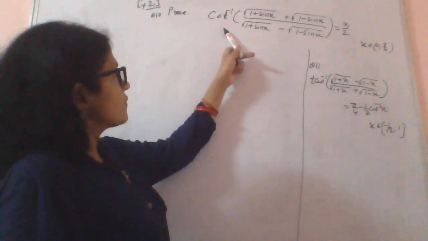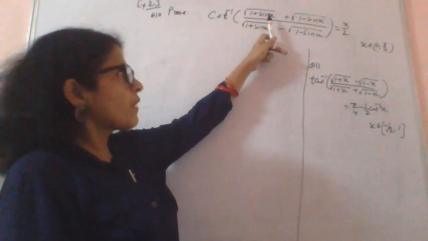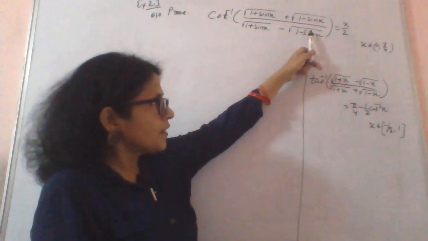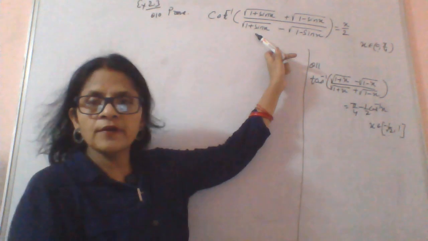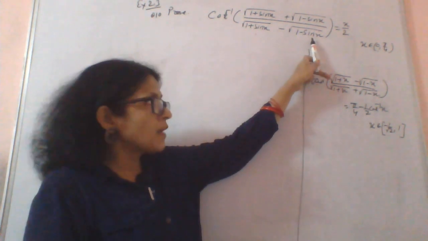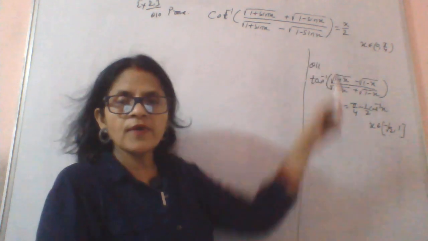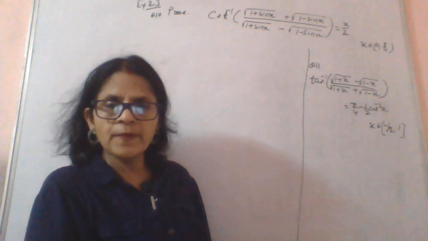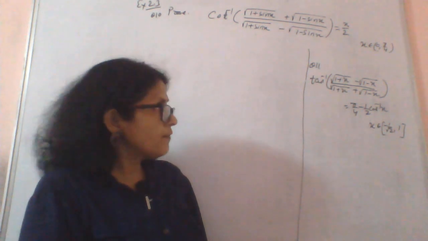So cot inverse of under root 1 plus sin x plus under root 1 minus sin x divided by under root 1 plus sin x minus under root 1 minus sin x, that is equal to x by 2, and here x belongs to the open interval 0 to pi by 4.